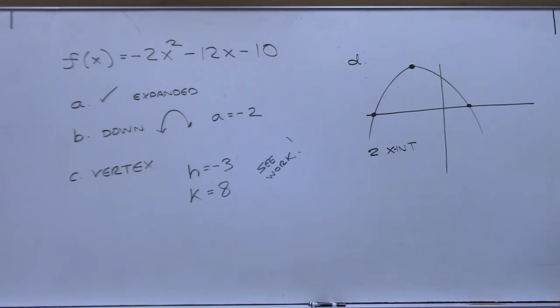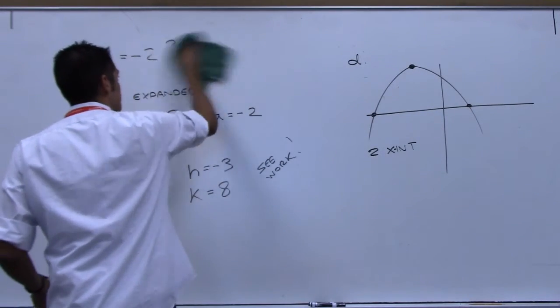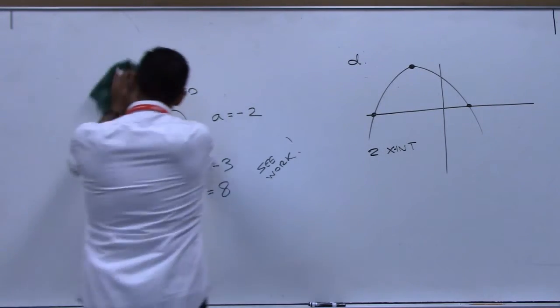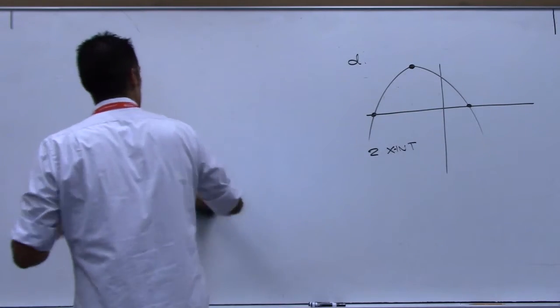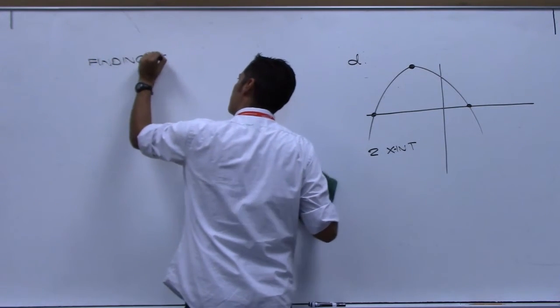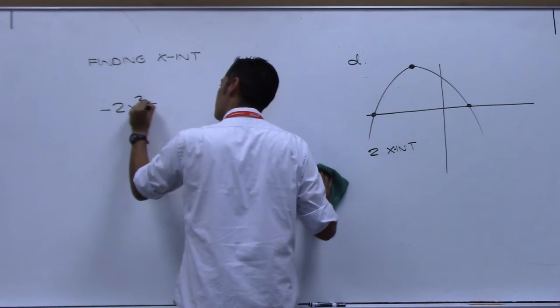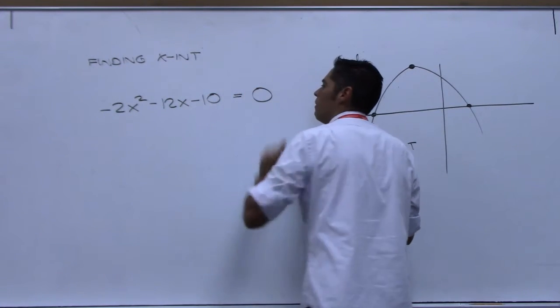Okay. Part D, do a quick sketch. Determine the number of x-intercepts. If you have x-intercepts, set the function equal to 0. This might require factoring or the quadratic formula. If you don't have any x-intercepts, we move on. But I do have x-intercepts, right? So since I do, I have to set the function equal to 0. All right. So now, finding my x-intercepts, I take my function -2x squared minus 12x minus 10, and now I set it equal to 0.